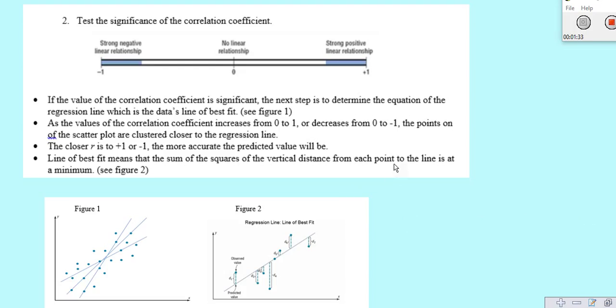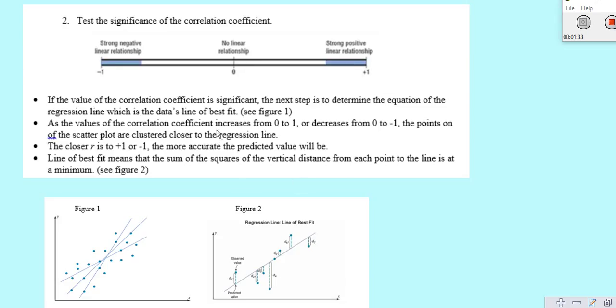Our second thing is, if we feel like we have a relationship from the scatter plot, then we can go ahead and test the significance of the correlation coefficient. A reminder: if the value of the correlation coefficient is significant, then the next step is to determine the equation. Well, what does it mean to be significant? When we find that correlation coefficient, we are looking to see, are we at 0? Are we over at our far left at negative one? Are we over at the far right at positive one?